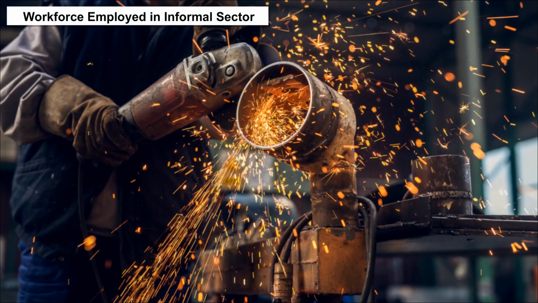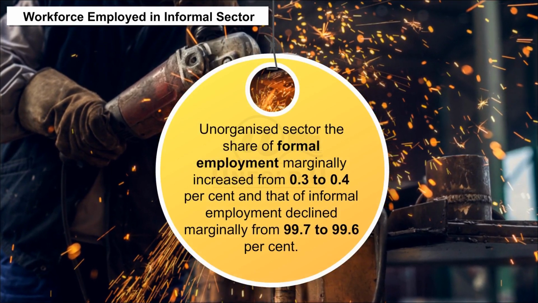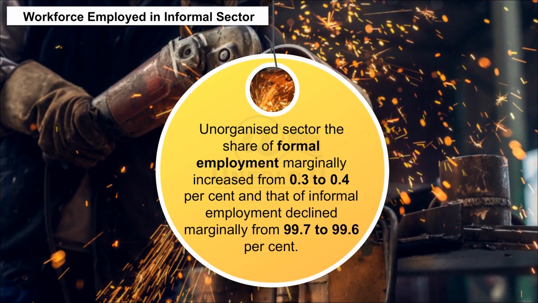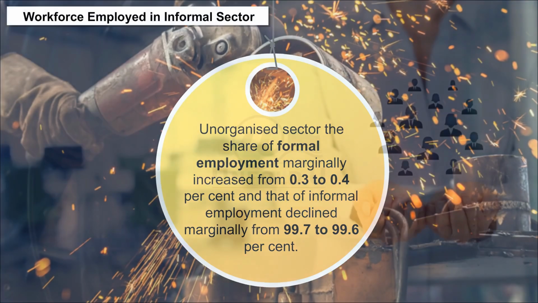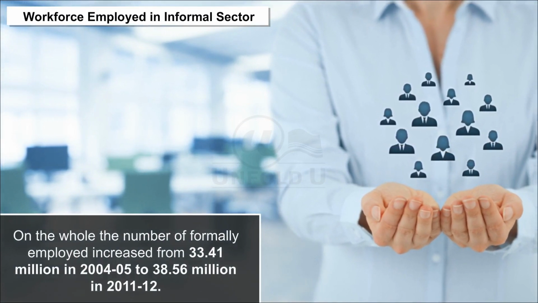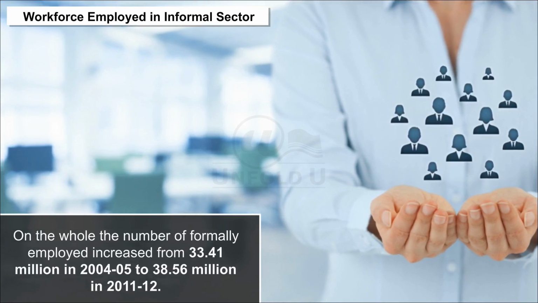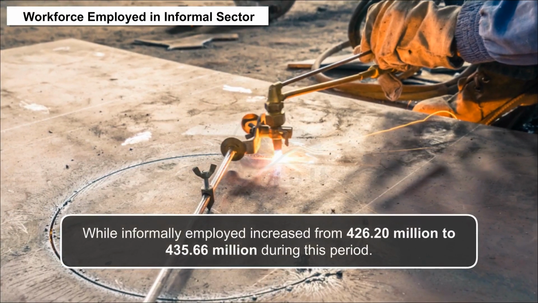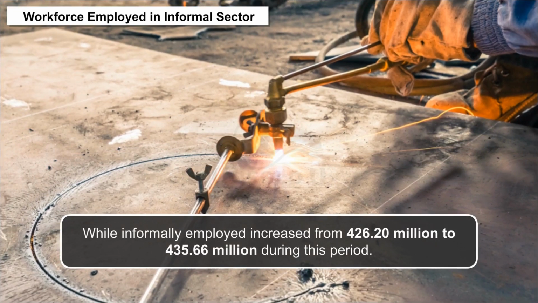But it is the unorganized sector. The share of formal employment marginally increased from 0.3 to 0.4%, and that of informal employment declined marginally from 99.7 to 99.6%. On the whole, the number of formally employed increased from 33.41 million in 2004-2005 to 38.56 million in 2011-2012, while informally employed increased from 426.20 million to 435.66 million during this period.